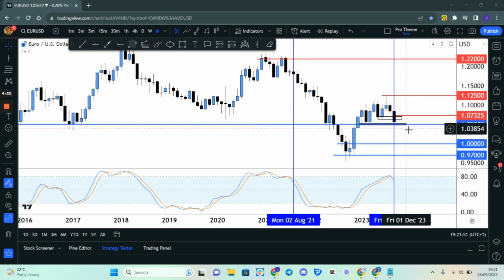So that's what I'm going to look at here for euro US dollar. Keep an eye on this monthly chart. Keep an eye on your stochastic oscillator.